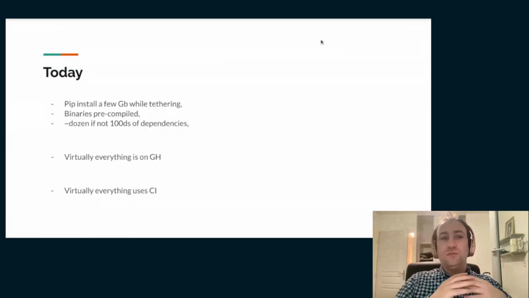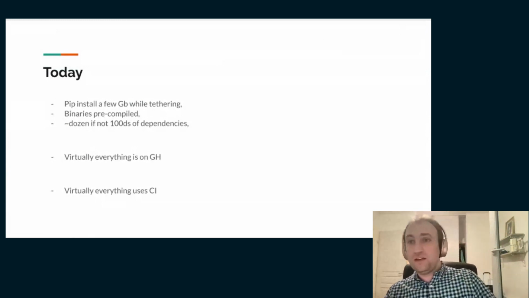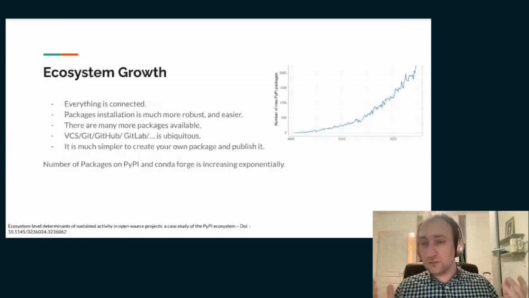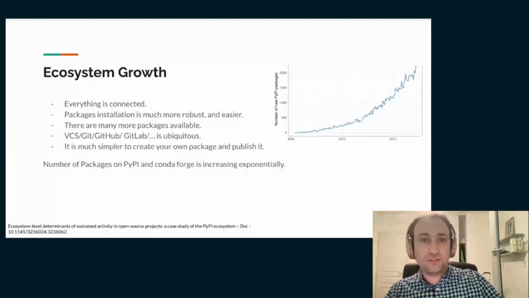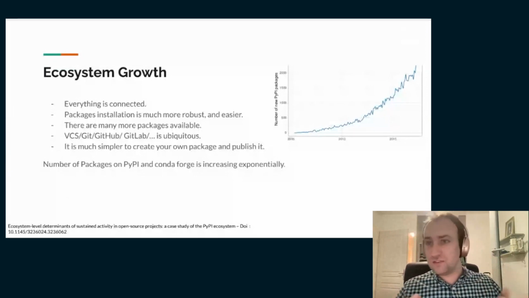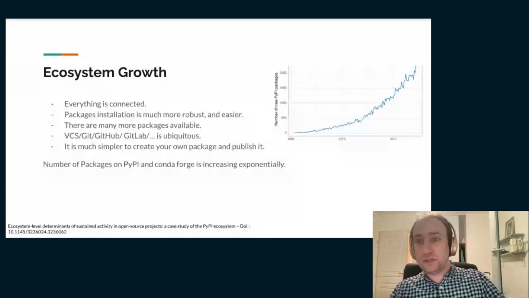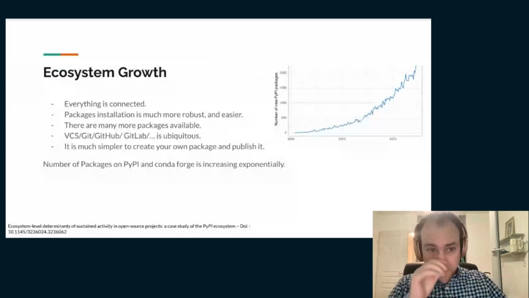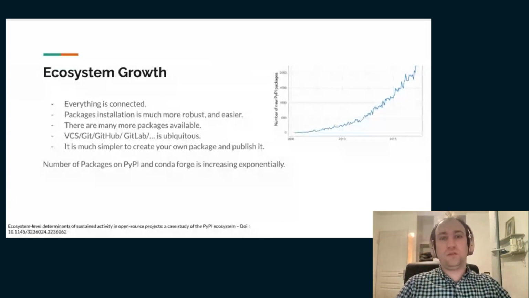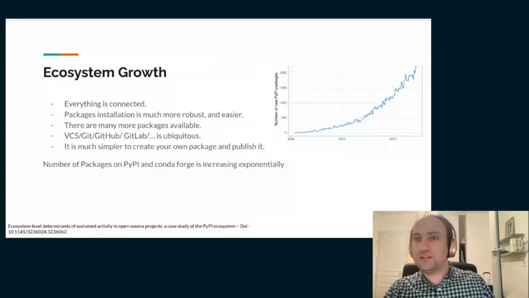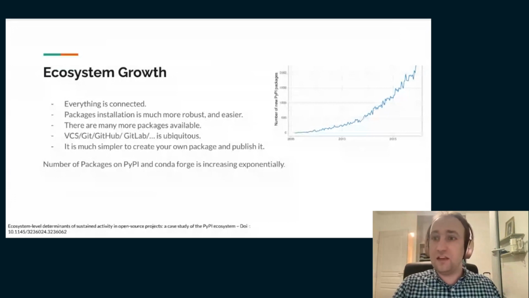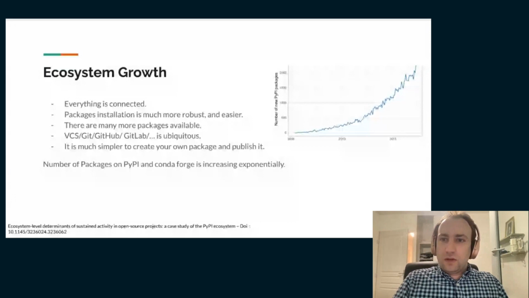And we've seen a tremendous growth of the Python ecosystem. Everything is connected. You have access to the internet all the time. Package installation is much more robust and often easier. You have VCS everywhere, so you can get previous versions, you can contribute, and it's dramatically easier to publish your own package. And so the number of packages on PyPI and conda-forge has increased exponentially with time, which a lot of people see as a really good sign that everything is working well.